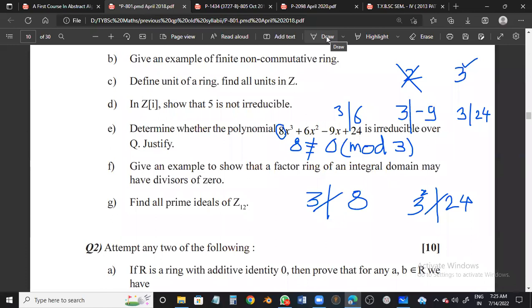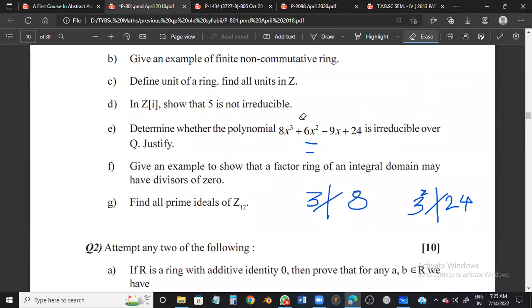So you have to mention Eisenstein's criterion there. Please learn the statement by heart. Learn the statement, give justification, write the statement so that you'll get full marks for that. Okay, now I would like to proceed to the next.